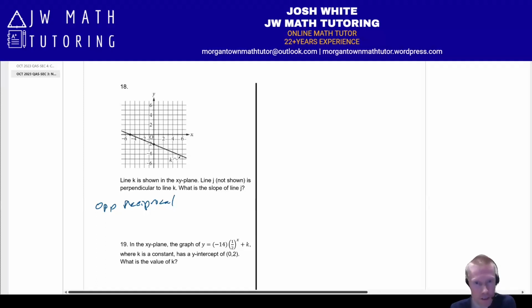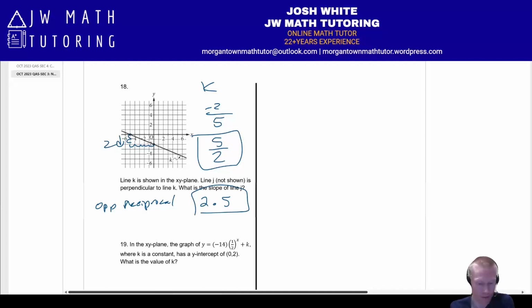So let's see, line K, they've already kind of highlighted 2 points here. So we start here, we go down 1, 2, so down 2, and then we go to the right, 1, 2, 3, 4, 5. So the slope of line K is negative 2 over 5. Opposite reciprocal of that's going to be 5 over 2, and it's positive. So correct answer is 5/2, or you could also grid in 2.5 as well.